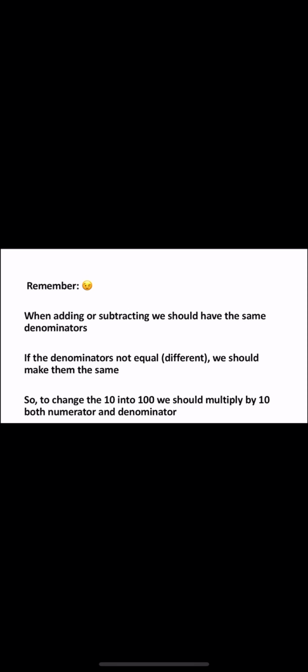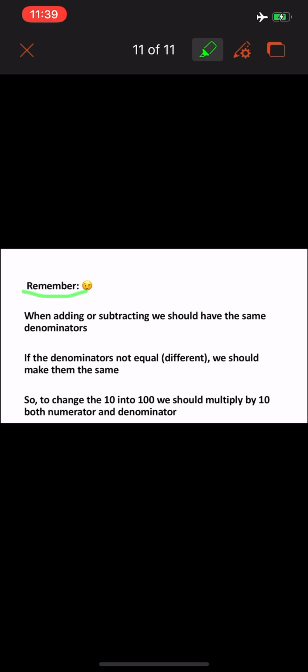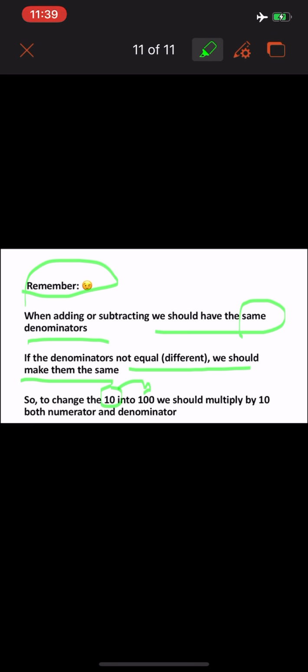We just check the denominator, convert the tenths into hundredths, and do the addition and subtraction. So remember these notes. When adding or subtracting, we should have the same denominators. If denominators are not equal, we should make them the same. Then we will change the tenths into hundredths to do the addition or subtraction, for sure, by multiplying by 10. By the way, girls, you can write these notes in your secret corner.